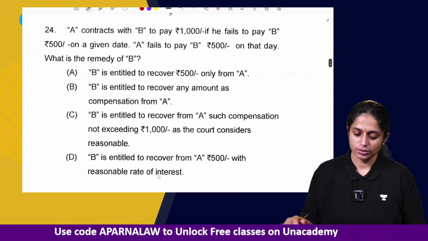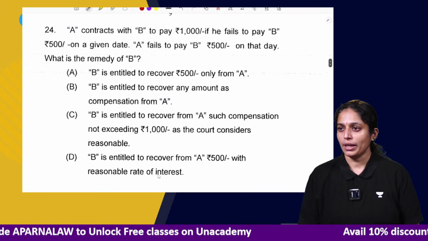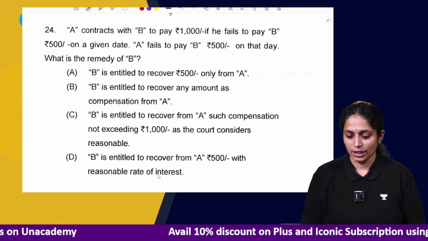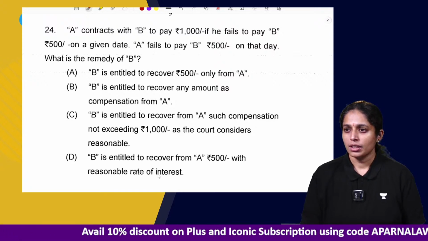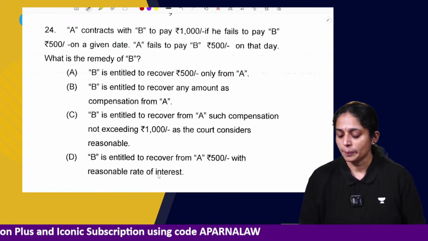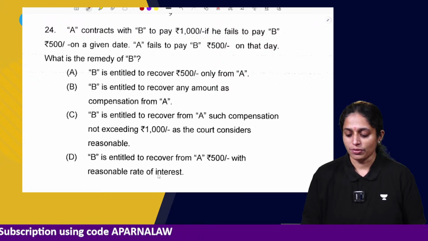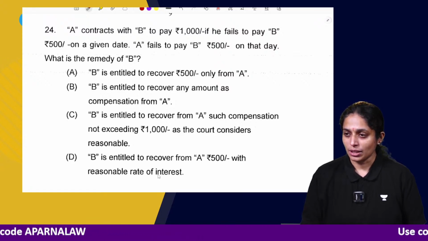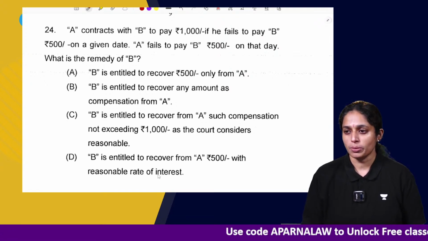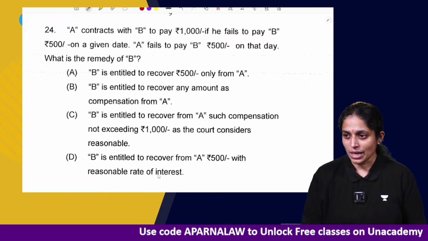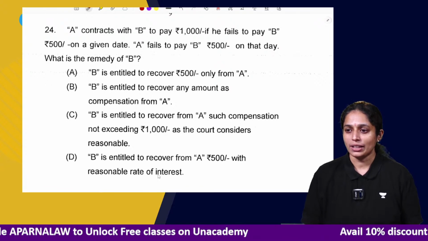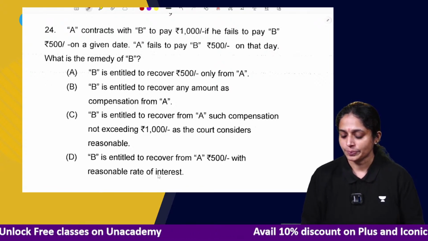24th question. A contracts with B to pay 1000 rupees if he fails to pay B rupees 500 on a given date. A fails to pay B rupees 500 on that day. What is the remedy of B? A. B is entitled to recover 500 rupees only from A. B. B is entitled to recover any amount as compensation from A. C. B is entitled to recover from A such compensation not exceeding rupees 1000 as the court considers reasonable. And D. B is entitled to recover from A rupees 500 with reasonable rate of interest.